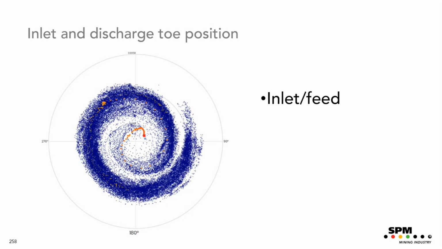It is also important to keep track of the toe position both at the inlet and at the discharge side. In this case, for example, we have the toe position here for the inlet, and then hopefully the outlet, the discharge side, is lower. That's a typical scenario where the inlet is higher than the outlet. But it's important to keep track of these so they're not coming too close to each other, because if they are too close to each other, the mill is not running.